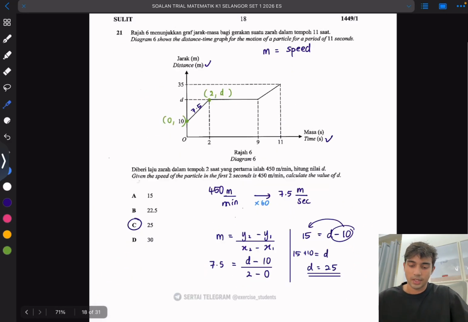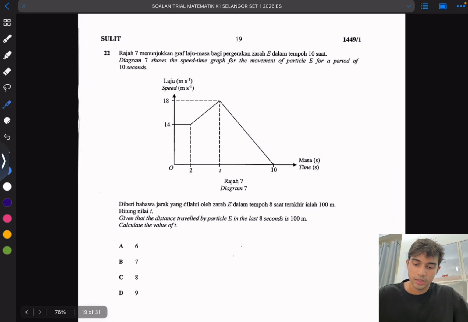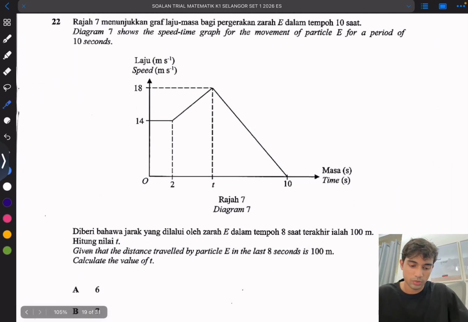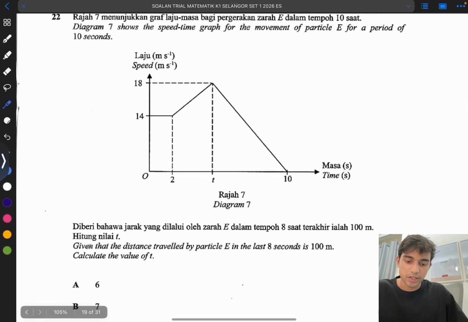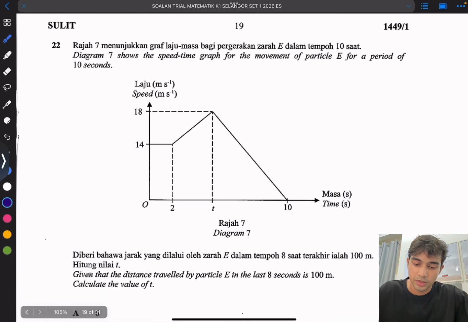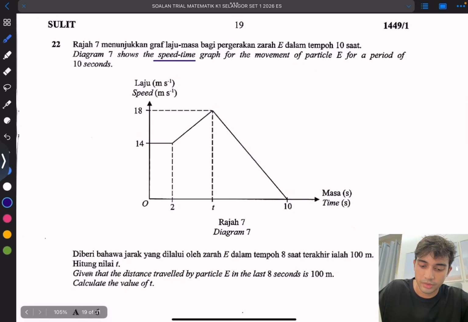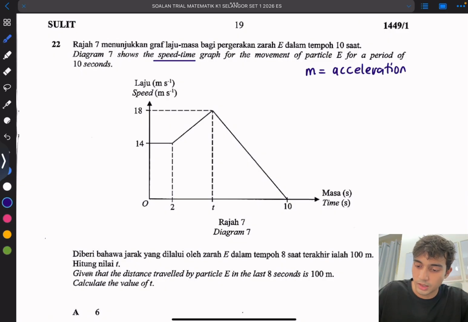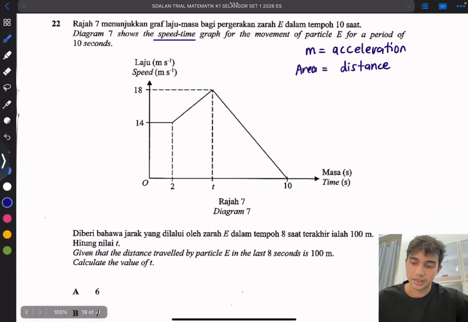Alrighty. Question 22. Diagram 7 shows the speed time graph. Oh, here speed time, here distance time. So in a speed time graph, the gradient represents acceleration. Area under the graph represents your distance. Let's see what they want.